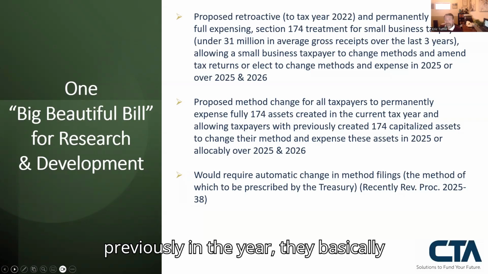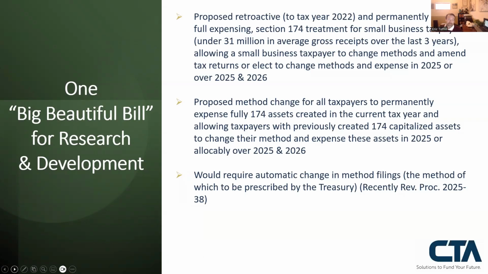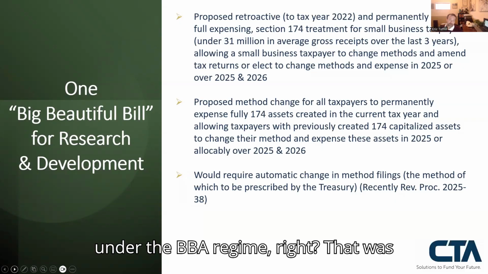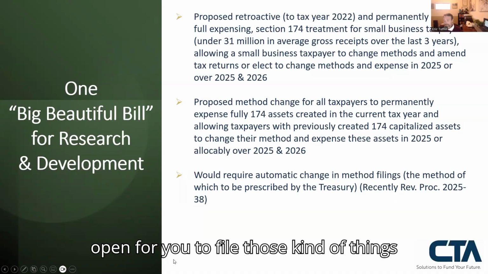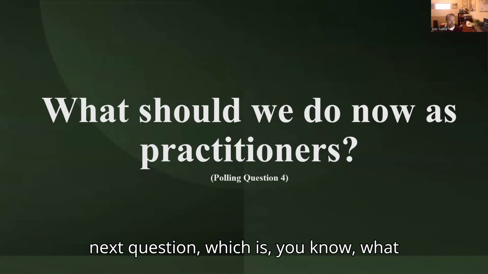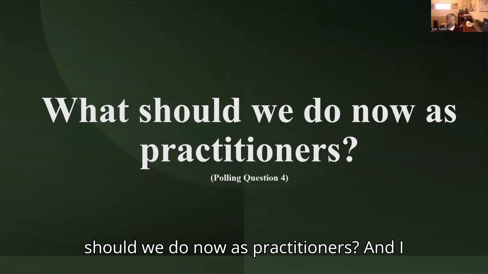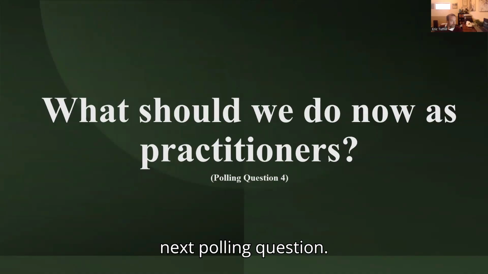Even if you had filed previously in the year, they basically gave you the ability to file a superseding return, especially if you were under the BBA regime, right? That was really the target in which they left that open for you to file those kind of things with. So then that gives us the next question, which is, what should we do now as practitioners? I will go ahead and give you guys the next polling question.